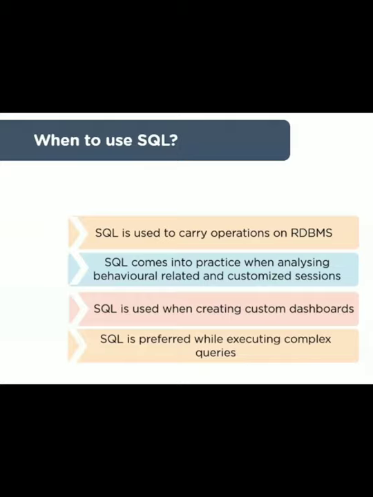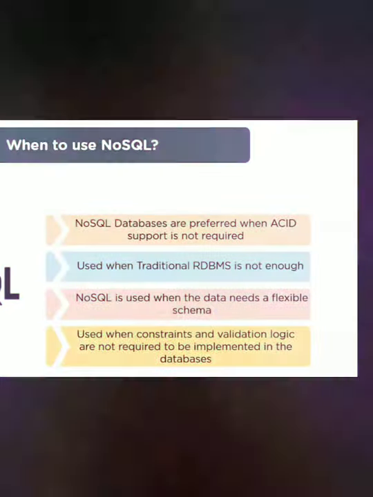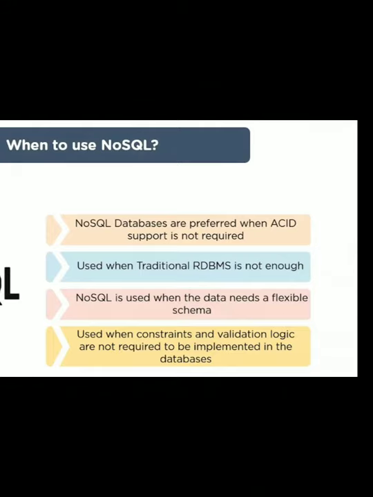And let's go to NoSQL. When to use NoSQL? NoSQL databases are preferred when ACID support is not required. Used when traditional RDBMS is not enough. NoSQL is used when the data needs a flexible schema. NoSQL is used when constraint and validation logic are not required to be implemented in the database.